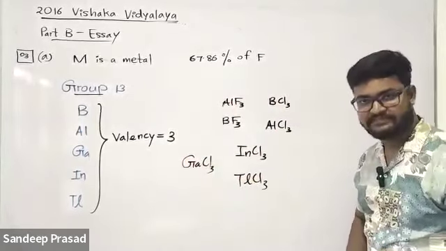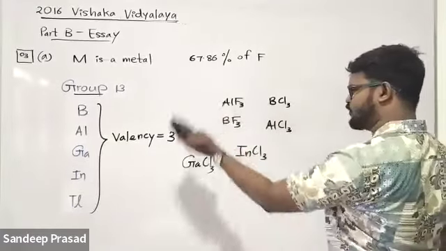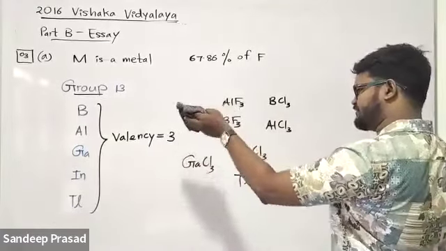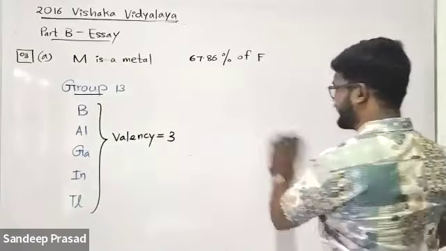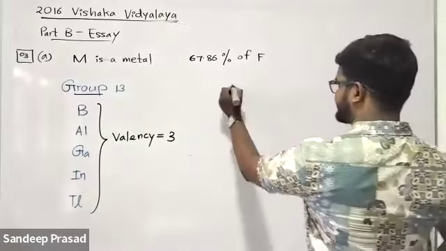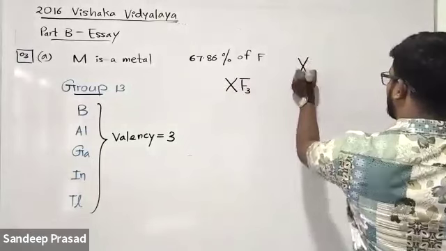Valence is 3. Can you understand? Therefore, we don't know what the element is, whether it is boron or aluminium or gallium or indium or thallium. So that's what we are going to find out. Then let me take this one as XF3. So we have to find out who this X is.